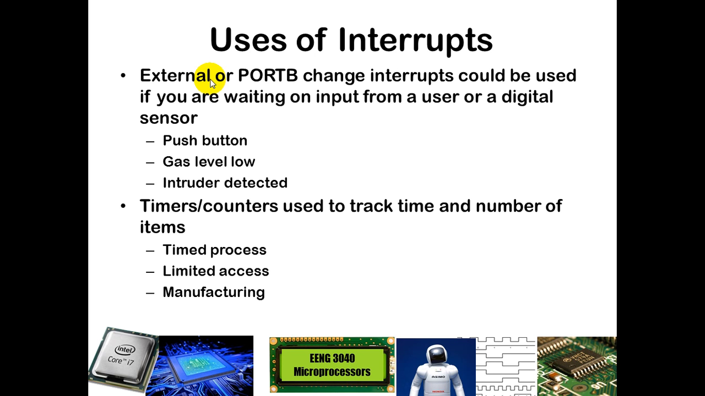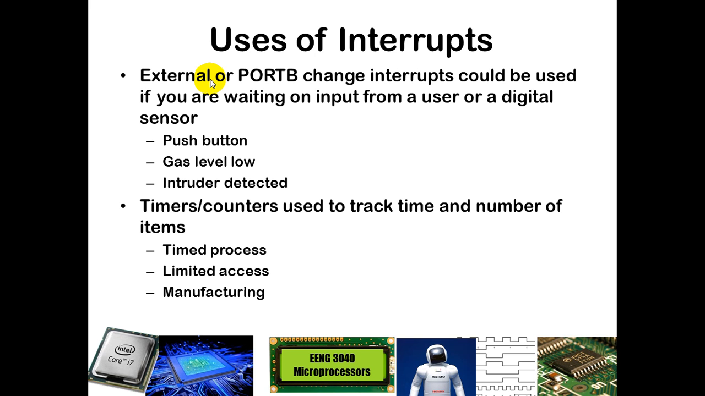So as a summary, let's think about when you could use some of these interrupts. So external or port B change interrupts could be used when you have some kind of a push button. Let's say you have a video game controller or you have a button on a keyboard or keypad and you want to handle those whenever somebody happens to press a button, then you might use that. If you have your gas level low, you might just have some type of a digital sensor connected to your microcontroller, and then that interrupt could be handled right away when you are running low on fuel.